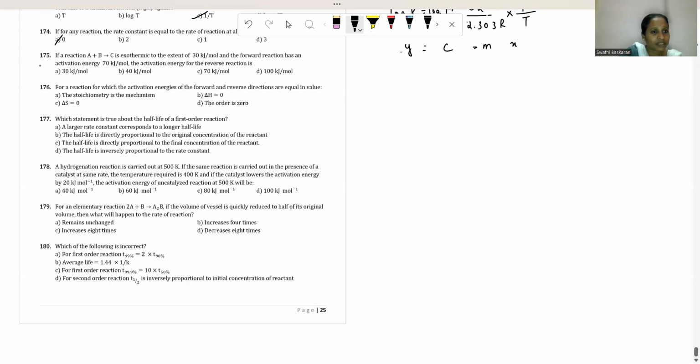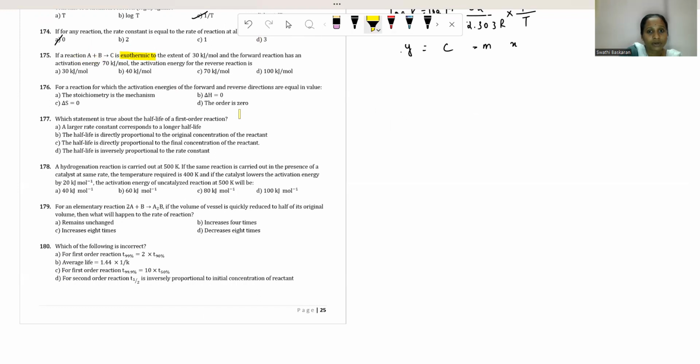Now coming to the 175th question. If a reaction A plus B giving rise to C is exothermic to the extent of 30 kilojoules per mole and the forward reaction has an activation energy of 70 kilojoules per mole, what is the activation energy for the reverse of the reaction? So fine, they are giving a hint here. The hint is nothing but the exothermic reaction.